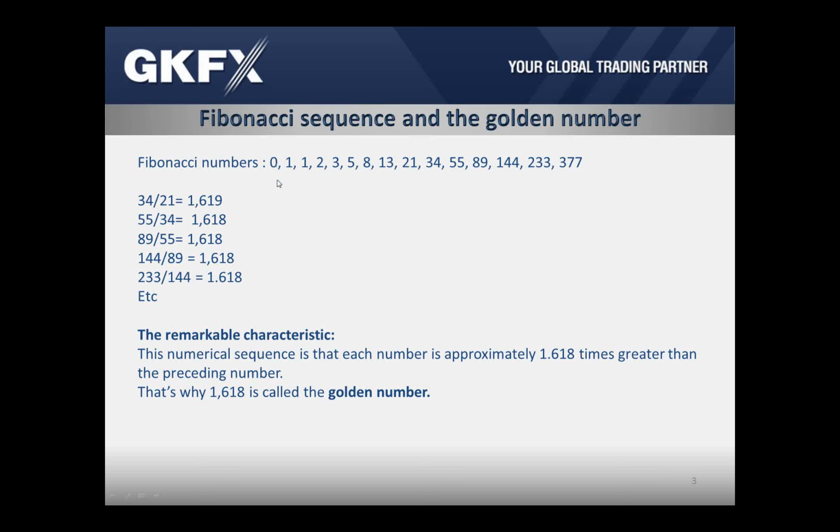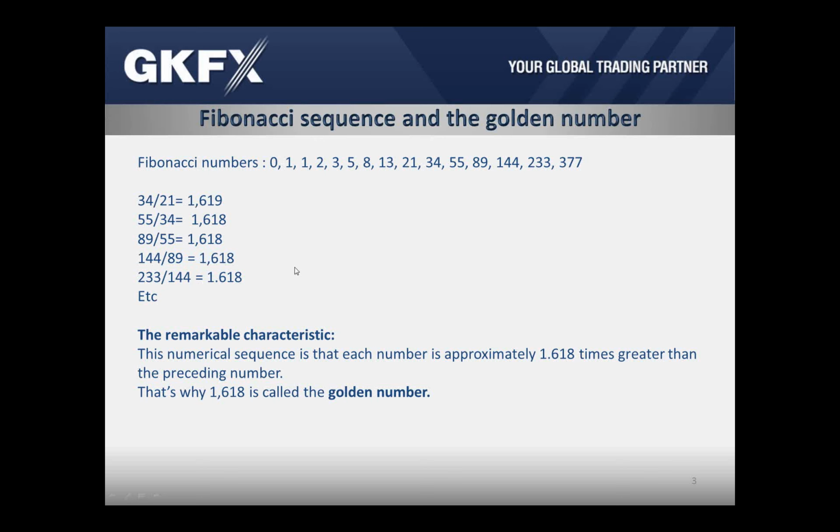It starts with 0, 1, 0 plus 1 is 1, 1 plus 1 is 2, 1 plus 2 is 3, 2 plus 3 is 5, etc. This is the Fibonacci sequence. And if you divide a number by its previous number, for example 34 divided by 21, the result is 1.619. If you divide 55 by 34, it's 1.618. The same result for this ratio. Here it's the same. Once again it's the same, etc.